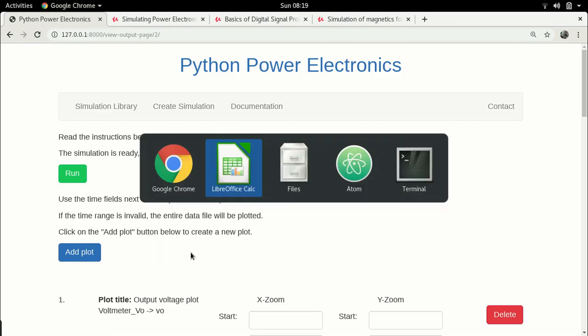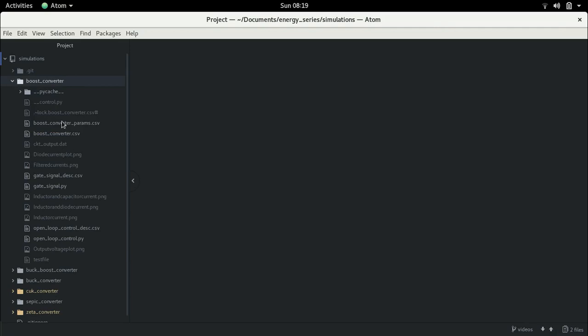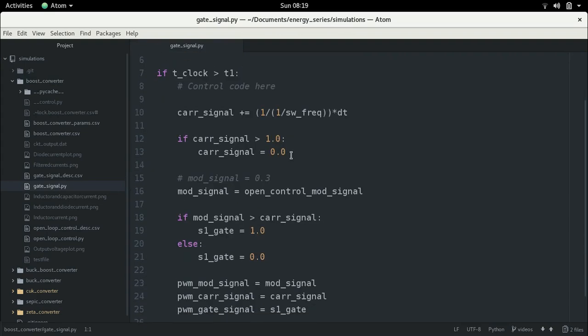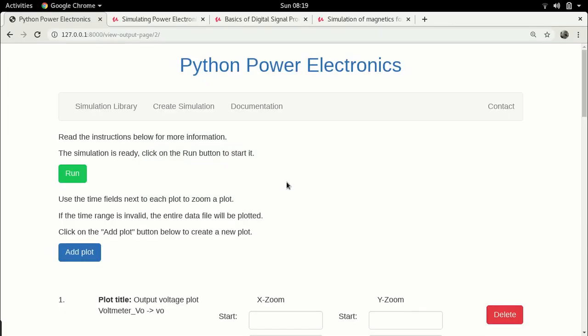Let's go to the gate signal.py. In gate signal.py, let me remove this part which takes in the modulation signal from the other open control modulation signal.py. Let us fix it to 0.9, right? That was what we decided. If we do it at 0.9, we expect a step up ratio of almost 10. So now that we have this, let's run this simulation.